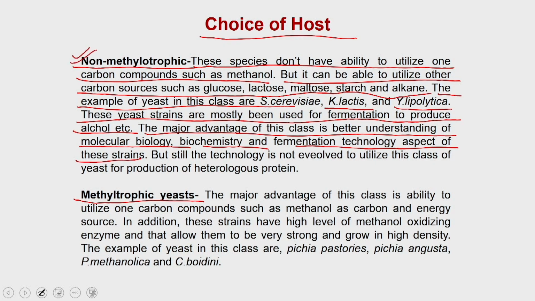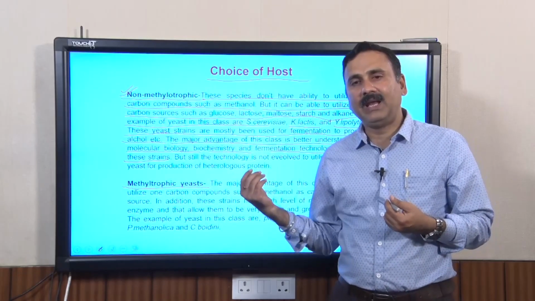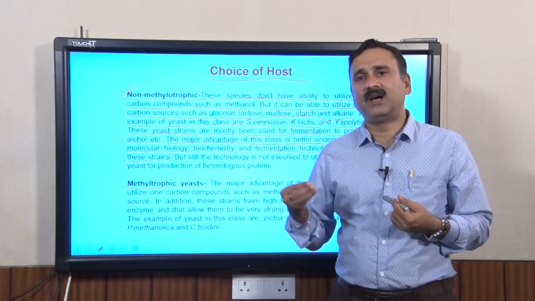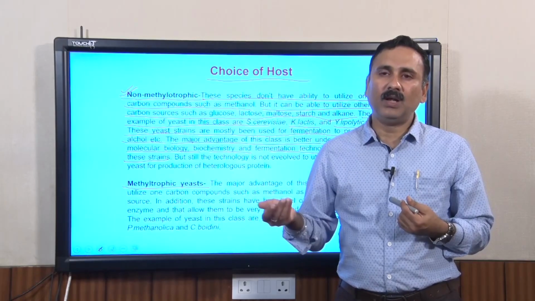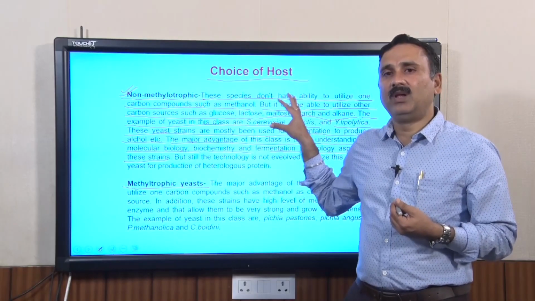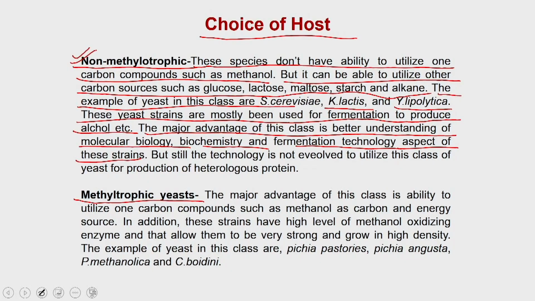So, the non-methylotrophic yeast strains are not using methanol as a one carbon source. Instead, they use other carbon sources such as glucose, lactose and other kinds of sugars, as well as alkane, and mostly these strains are used for fermentation processes. These strains are used for producing alcohol and other fermentation related products, and they are less popular in terms of protein production. So, these strains are not being utilized for the production of heterologous proteins.